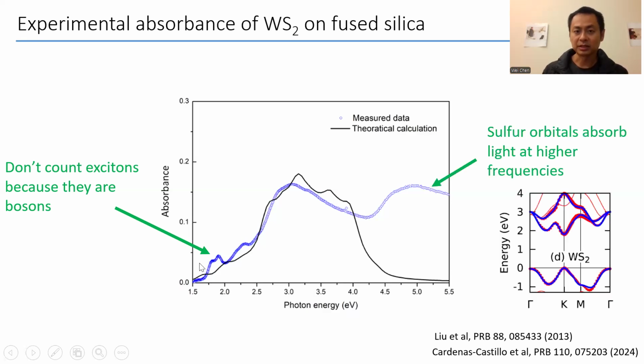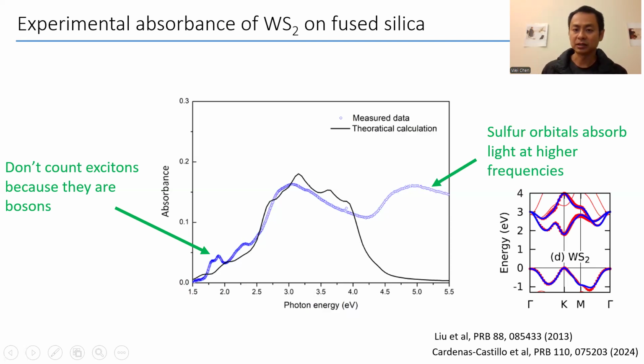And secondly, you see that although at low frequency it matches pretty well, starting at a photon frequency of about 4 electron volts or higher, you start to see a discrepancy between the theoretical calculation, which is this black line, and the experimental data, which is this blue line. And this we also understand.